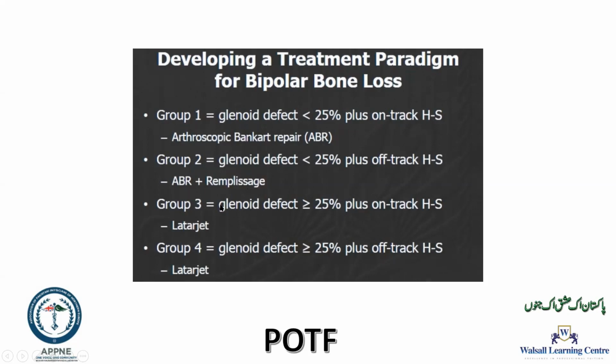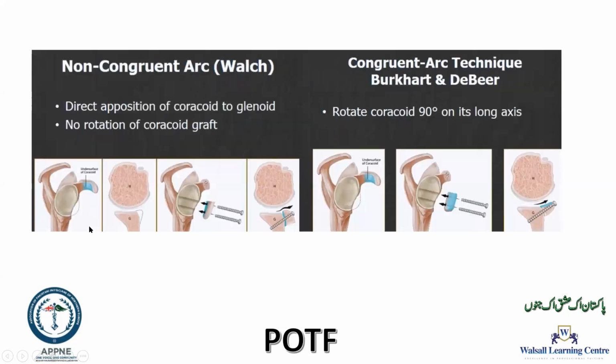And in group 3, when the glenoid defect is more than 25%, and it's on track or off track, you will do a Latarjet. So if you've got more than 25% of glenoid missing, you'll have to do a Latarjet. Okay?